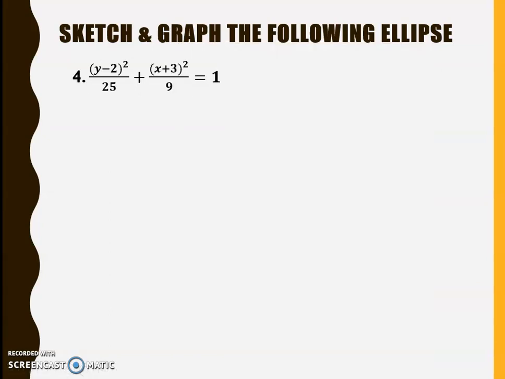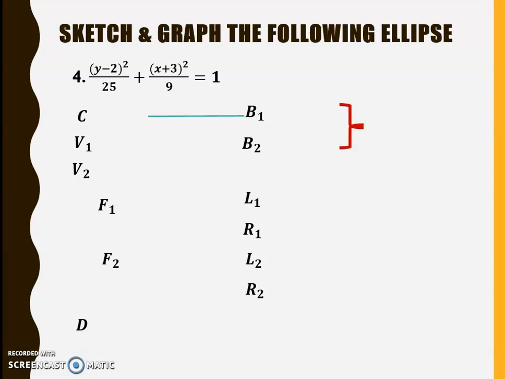Let's proceed. Let's have number 4. You also have the quantity (y - 2) squared over 25 plus (x + 3) squared over 9 equal to 1. So we need to locate the different coordinate points of this ellipse: center, vertex 1, vertex 2, focus 1, focus 2, B1, B2, latus rectum or latera recta, and directrix. The center of this ellipse is (-3, 2).